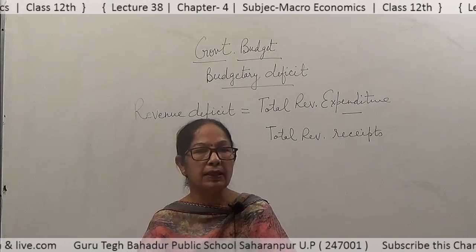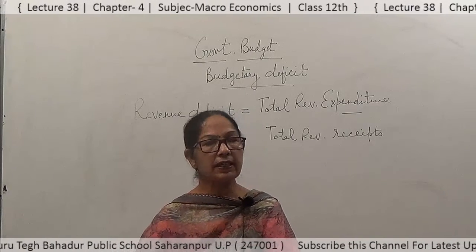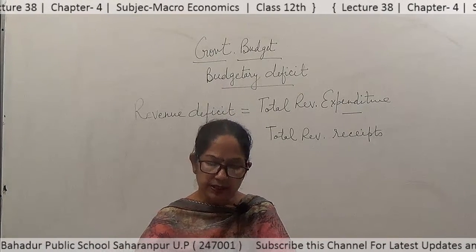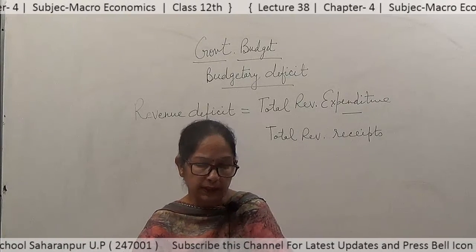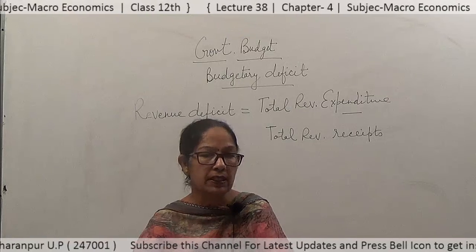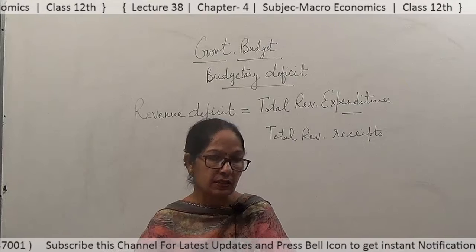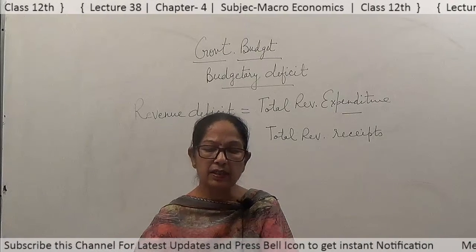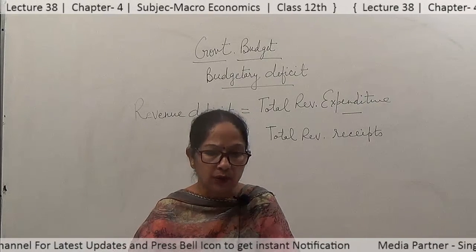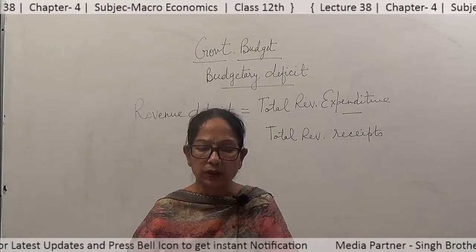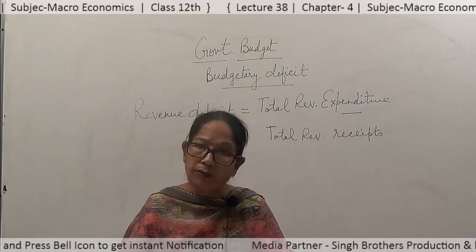So, these are the implications or effects of revenue deficit. Second is fiscal deficit. Fiscal deficit is defined as excess of total budget expenditure over total budget receipts, excluding borrowings during a fiscal year. In simple words, fiscal deficit is nothing but total amount of borrowings of the government during that period. A large deficit means a large amount of borrowing.